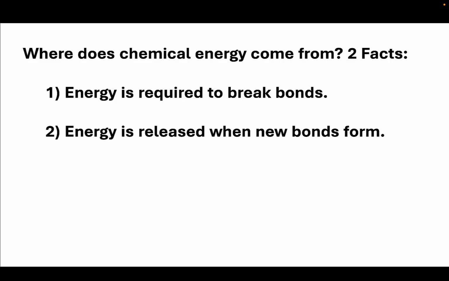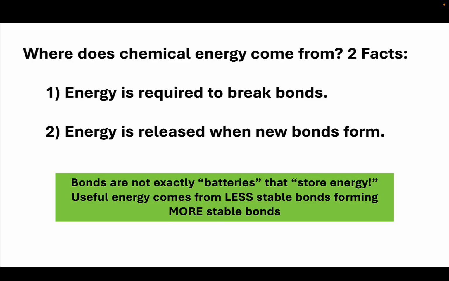Two big facts are key to understanding the origin of energy production as it relates to chemical bonds. First of all, whenever we break a bond, it requires energy. Whenever we form a new bond, it releases energy. This is important to remember because it can seem like bonds are like savings accounts, where you put energy into a bond and you get it out later. But it's actually a little bit more nuanced than that.